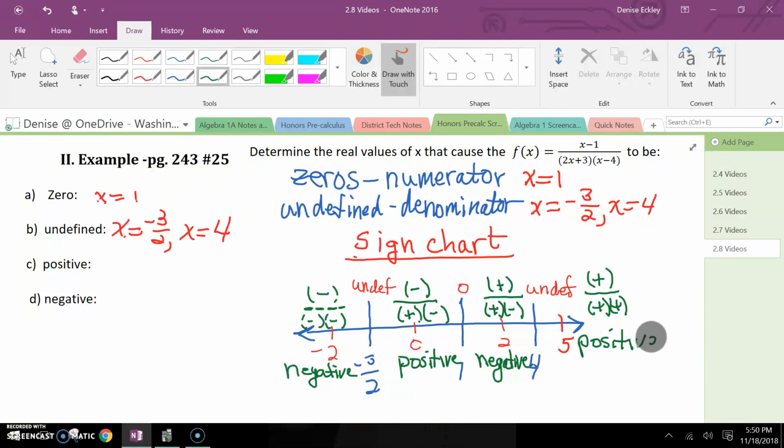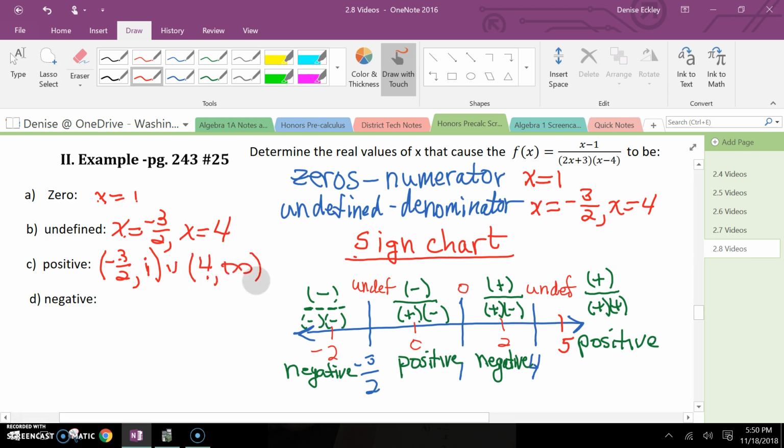So now I can mark the sections that are positive on the graph. They occur between negative 3 halves and 1. And I'm going to put the union symbol because there's another section from 4 to infinity. And then the sections that are negative are from negative infinity to negative 3 halves, and also from 1 to 4.